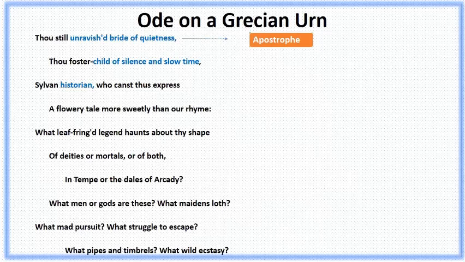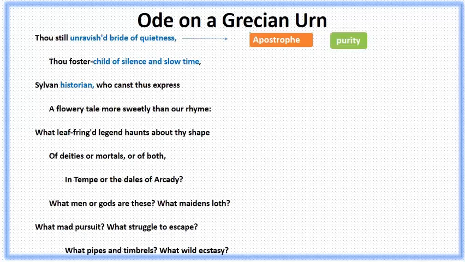He addresses the urn by a bunch of different names and titles like Unravished Bride of Quietness, Child of Silence and Slow Time, Sylvan Historian. And in this address, one can notice the personification of the urn, as the poet has given human attributes to it. The word unravished refers to purity, and by calling the urn unravished bride, the poet implies art as the world of purity.